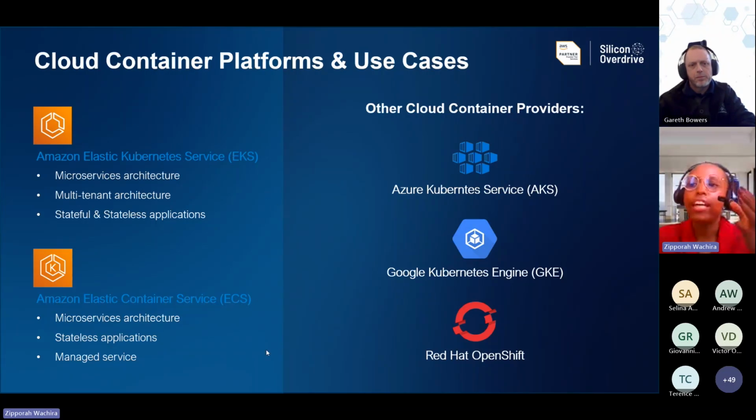Now, when it comes to the cloud native services, for example for AWS, you have EKS and ECS. What's going to determine the choice between the two? Primarily, both support microservices, so that's fine. But there is also a very critical consideration here, which is whether you're running a stateful or a stateless application.